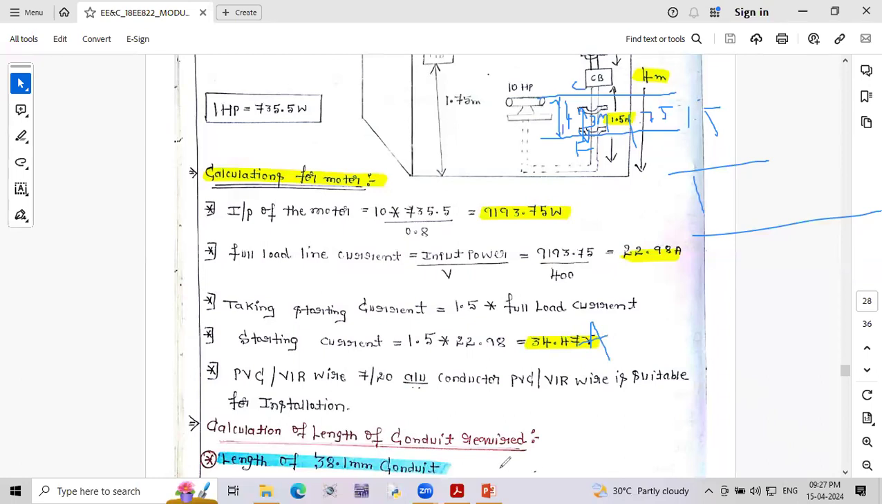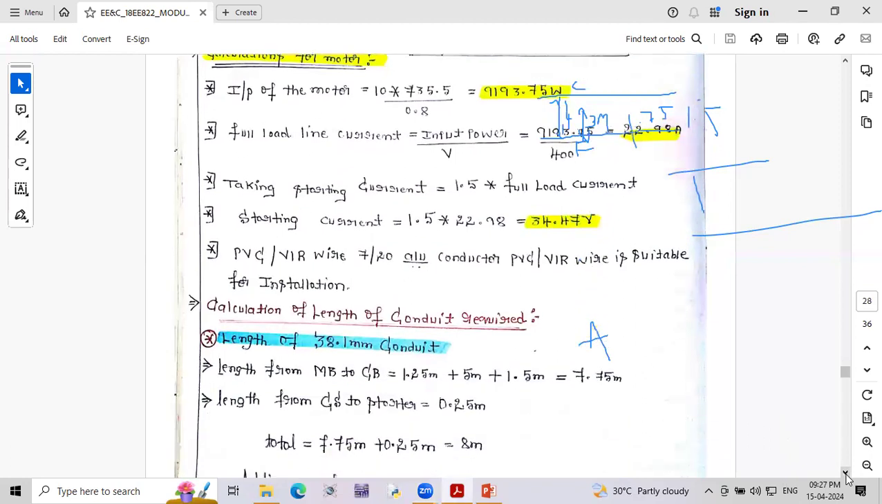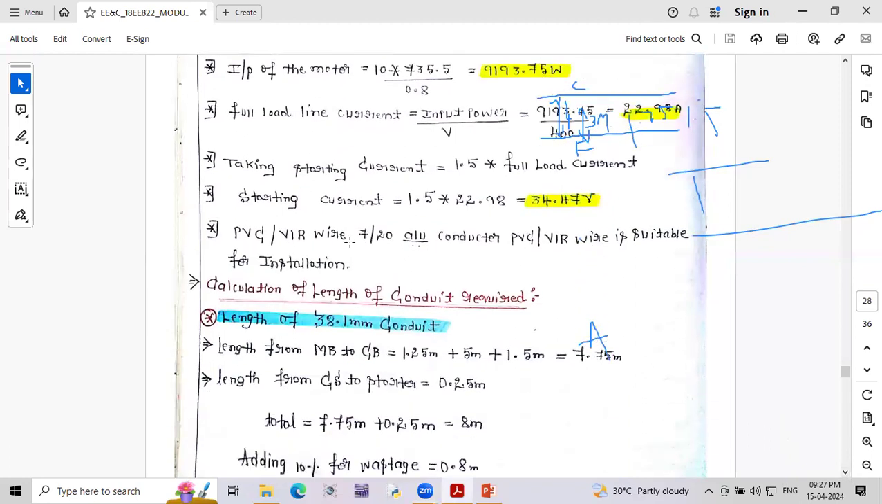Current ಗೆ we need to find out the diameter of the conductor. How to find out the diameter of the conductor? With the help of chart or table. We need to find out the diameter of the conductor, that is nothing but PVC or VIR, vulcanized Indian rubber wire, 7/20 aluminum conductor, PVC or VIR wire is suitable for installation. Okay, calculation length of the conduit is required.